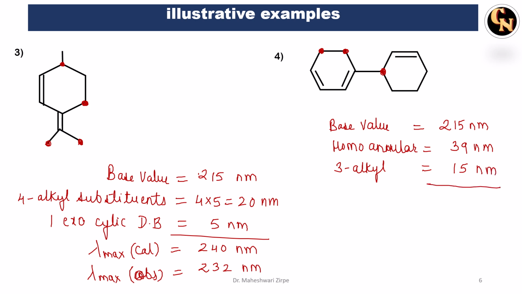Just add them up. That is 215 plus 39 plus 15. It comes out to be 269 nanometers. So your lambda max value calculated is 269, and observed, if you find out by instrument, hardly any difference, that is 265. Not 2, it is 265.